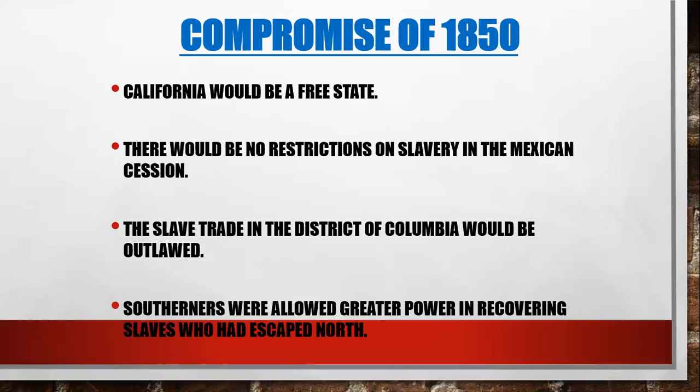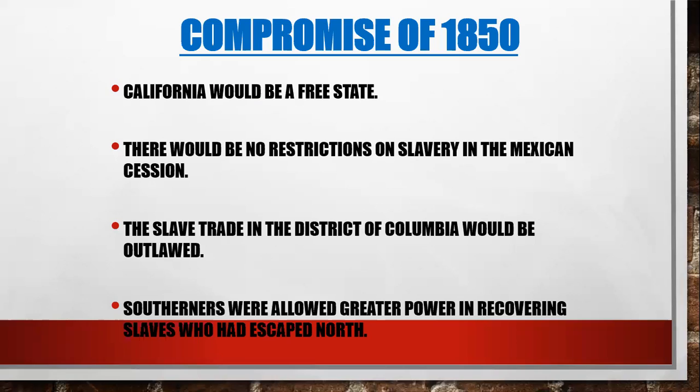All right, Compromise of 1850. California comes in as a free state, but there would be no restrictions on slavery in territory taken from Mexico because of the Mexican-American War. And the slave trade in Washington, D.C. would be outlawed. You could no longer buy or sell slaves in D.C., but you could still have them if you owned them already.